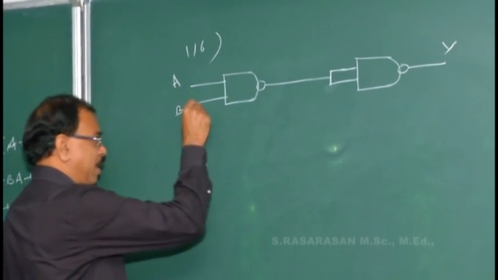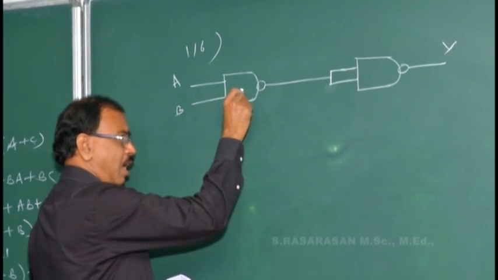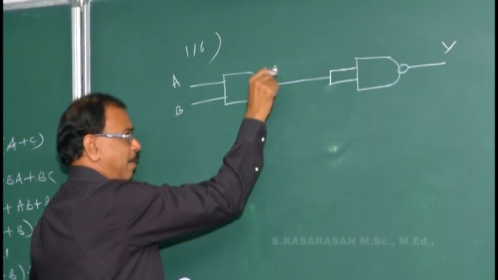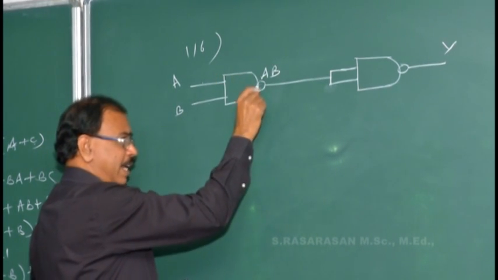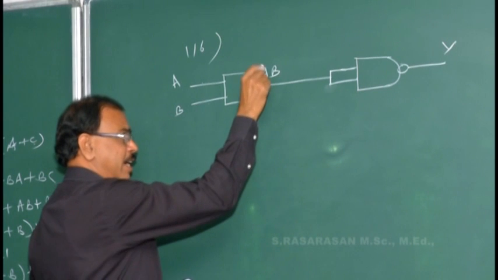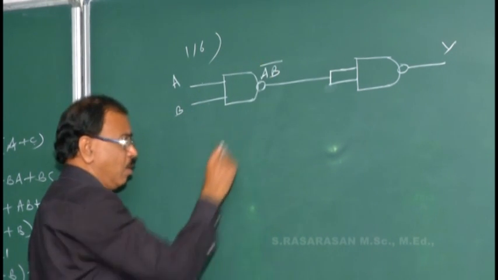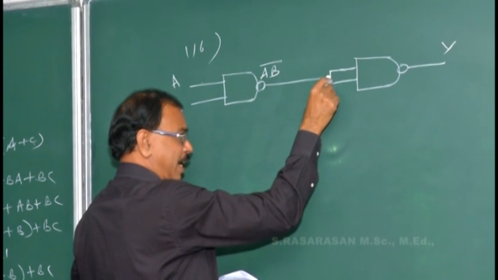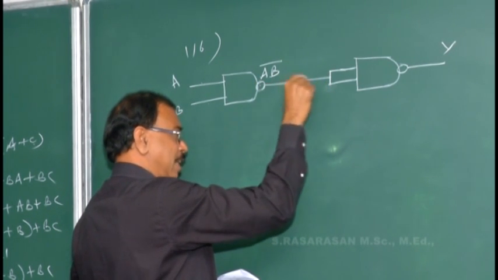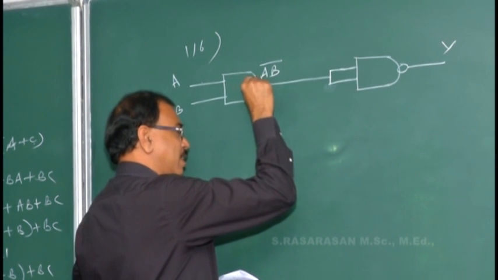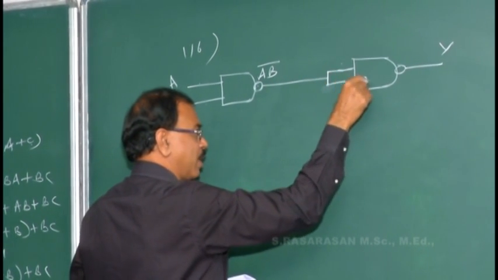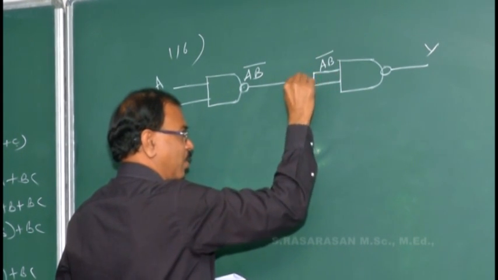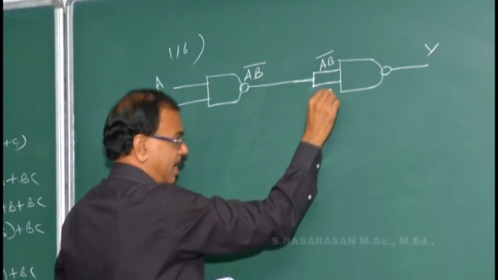A is the input, B is the input. What is the output of this AND function? A and B. But what is here? A complementary NOT gate. NOT gate means complement. So A and B complement is coming here. The output of this NAND gate is given as the two inputs for the next NAND gate. So here also A and B complement. This same signal goes here and here. Meaning A and B complement.